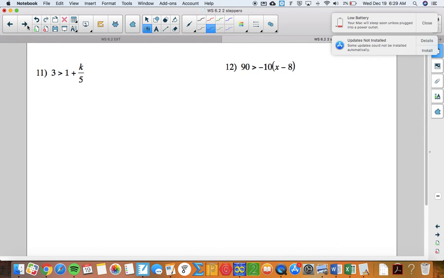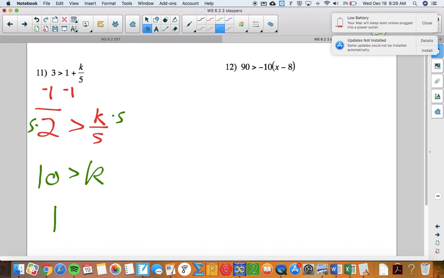Last two. We're going to subtract 1 here to undo adding 1. So we get 2 is greater than k over 5. Then we multiply each side by 5. So we get 10 is greater than k, or k is less than 10. Notice the Pac-Man's eating the 10. The Pac-Man has to be eating the 10 over here. I put the variable on the other side.